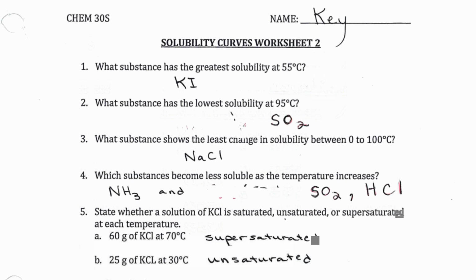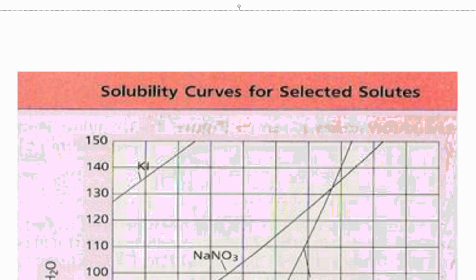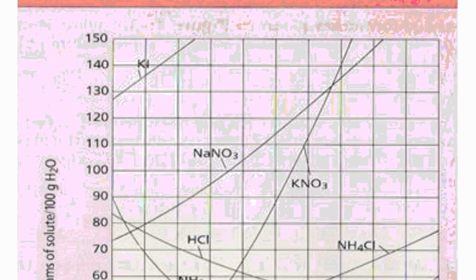And the last one I asked you to do was just deciding whether something was saturated, unsaturated, or supersaturated. So we're going to look at potassium chloride, at a certain amount at each given temperature, and we're going to decide which one of these 3 it is. Okay, so let's start with 60 grams of potassium chloride at 70 degrees Celsius. So we need to find that exact point on the graph.